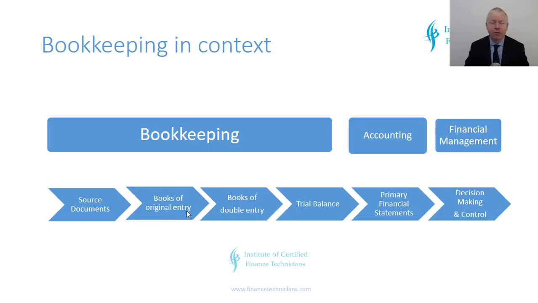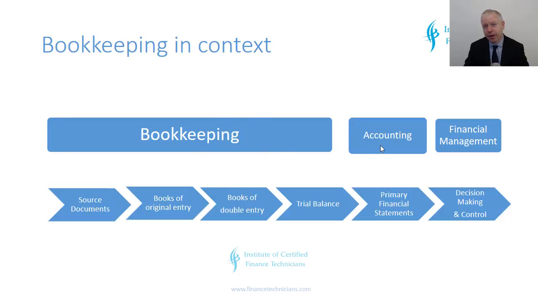So books of original entry are also known as books of prime entry, just in case you come across that term at some other stage. And then the information from the books of original entry is then used to populate the books of double entry. And when all the entries are put into the books of double entry by using debits and credits, which we'll cover later on, the balances are transferred onto a trial balance, which is simply a summary of all these transactions. This really is what we'll be covering on the bookkeeping course from the syllabus in level 1 and level 2.